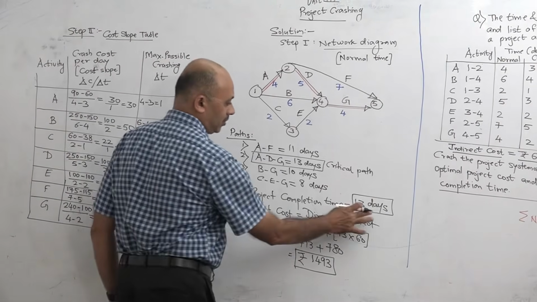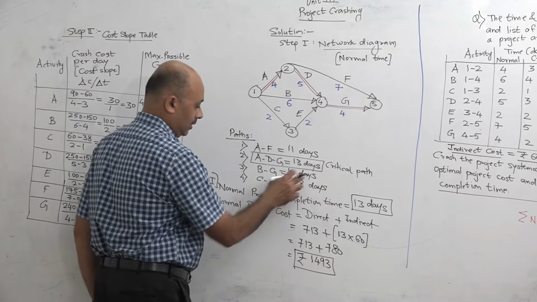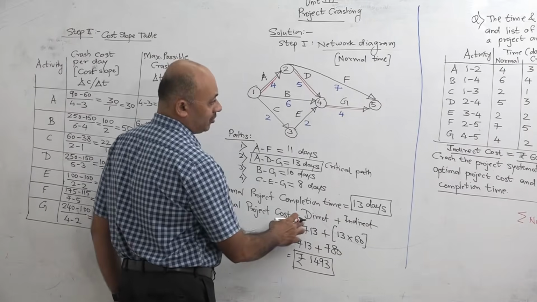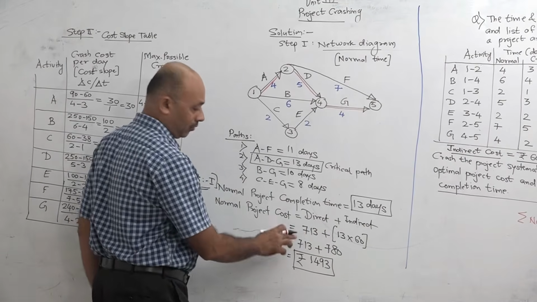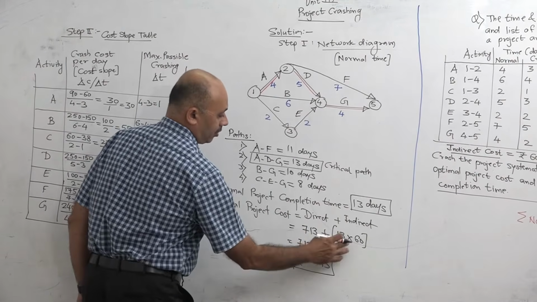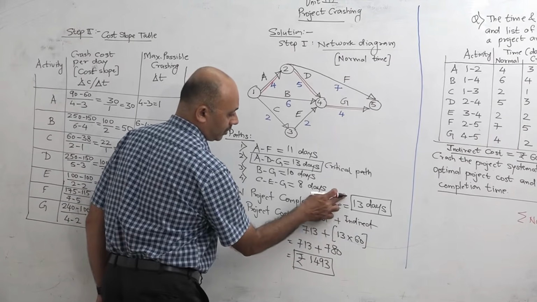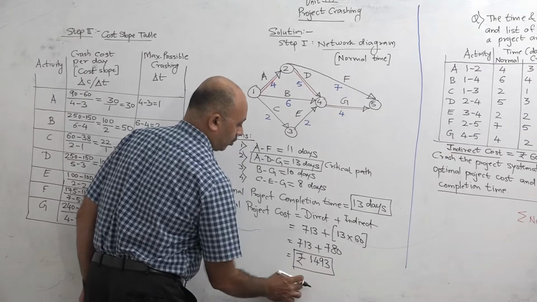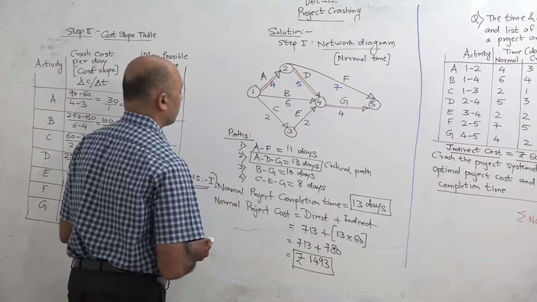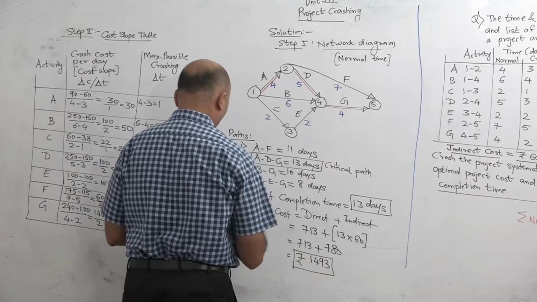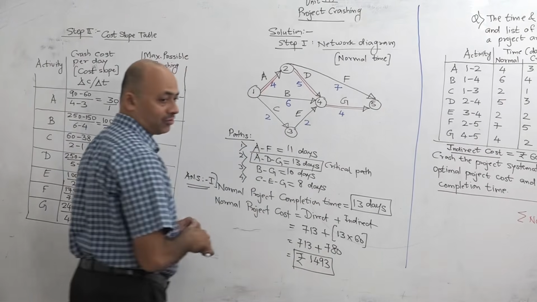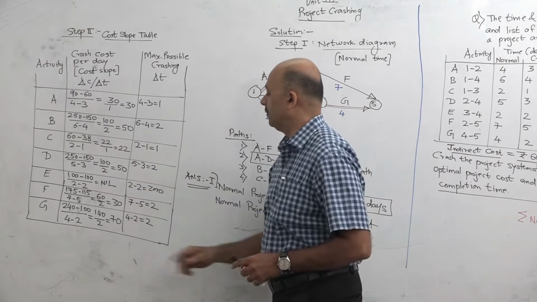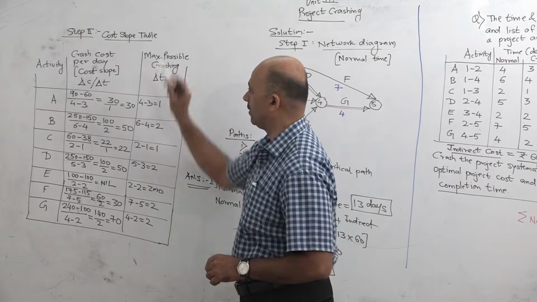Normal project completion time is 13 days, which is equal to critical path. Normal project cost is direct cost plus indirect cost. Direct cost is summation of all the normal costs given in the question, that is 713. Indirect cost: project completion time is 13 days, 13 multiplied by 60 rupees per day, so 780, and this is the final cost. Okay, so this is our answer number 1. This is step 1. After this, the crashing procedure will start, and the next step is preparation of this table. This is called cost slope table.